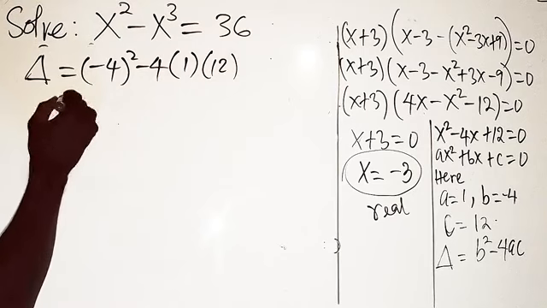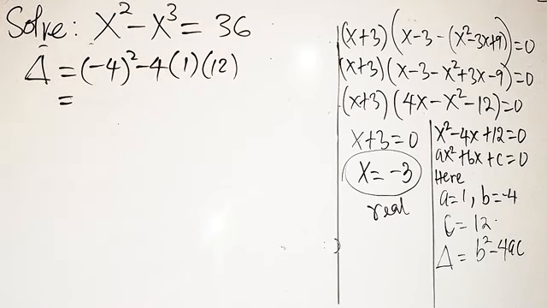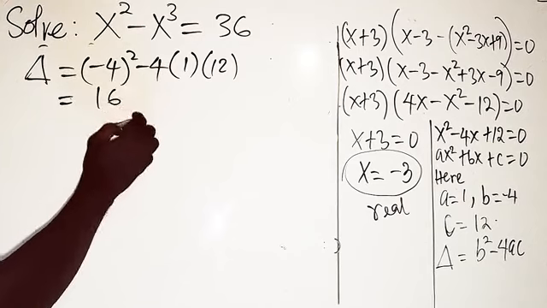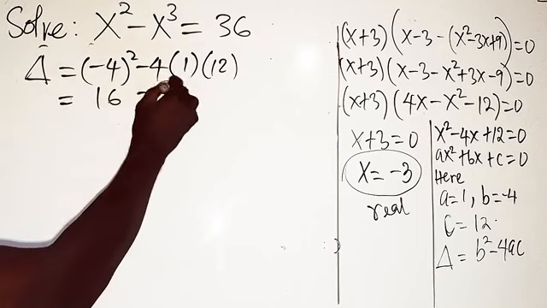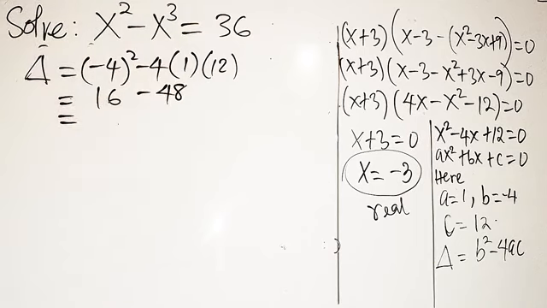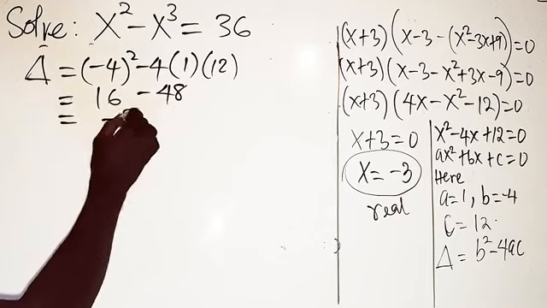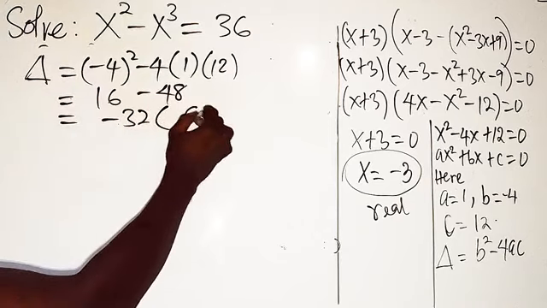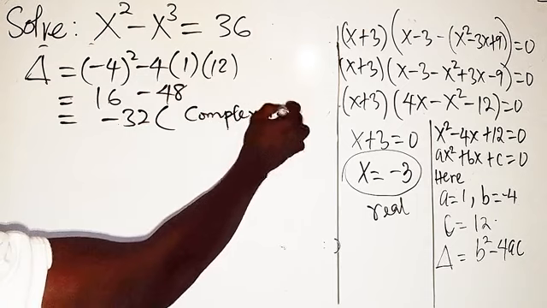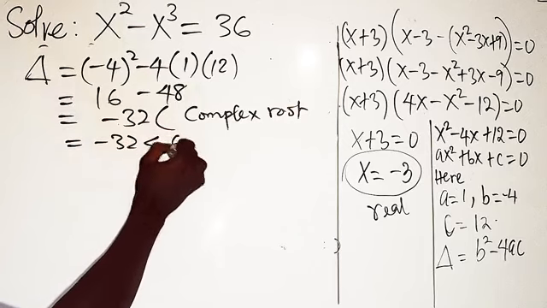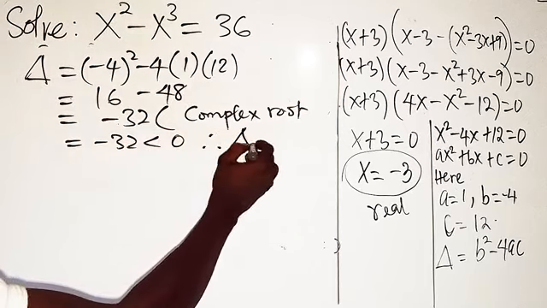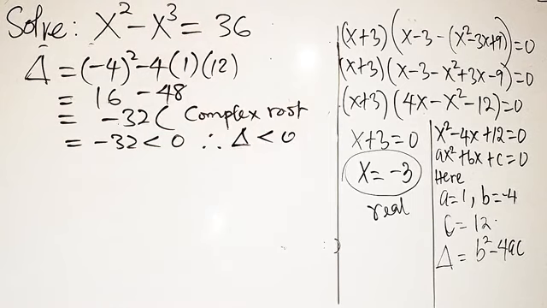Right? So now from there, we are going to have 16 minus 4 times 12. That will be minus 48. Then we are going to have 16 minus 48. That will give us minus 32. So this is what? Complex roots. Because we have minus 32 to be less than 0, which is telling us that the discriminant is less than 0. And anytime the discriminant is less than 0, it means we are going to have complex roots.